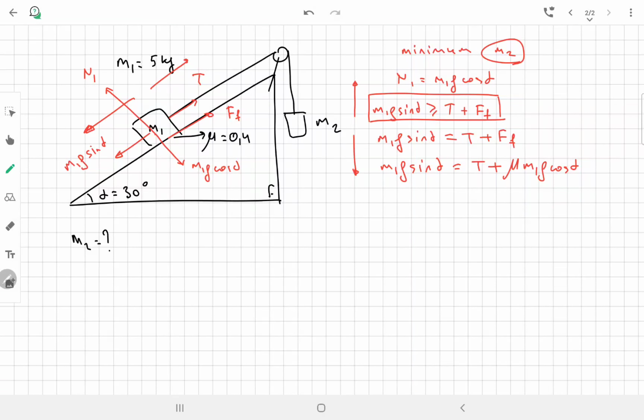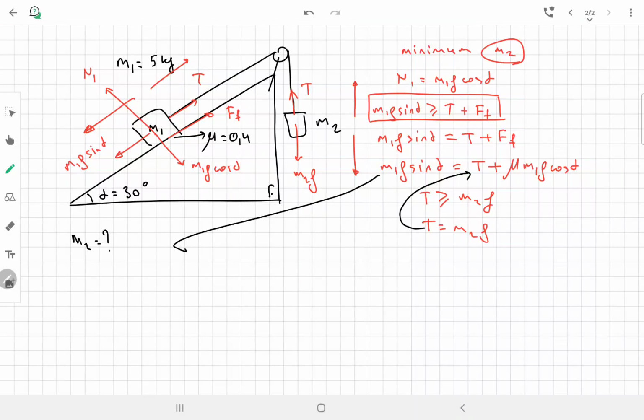Now let's come to the second object. We have the same tension upward, its own weight downward, and tension should be equal or greater than weight. Only in this case it will go upward. So we will assume that tension equal to m2g, and we can substitute it here. From here we can find m2.